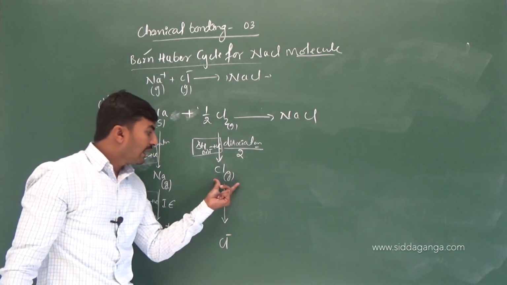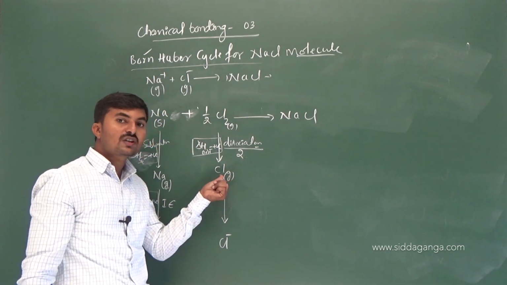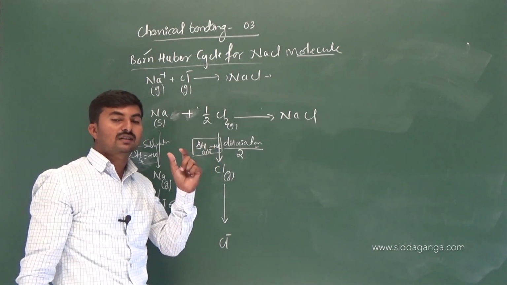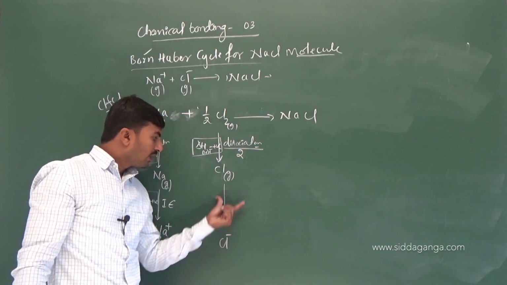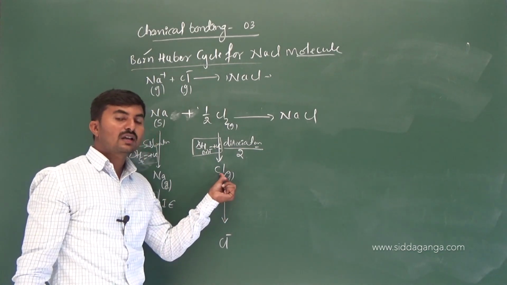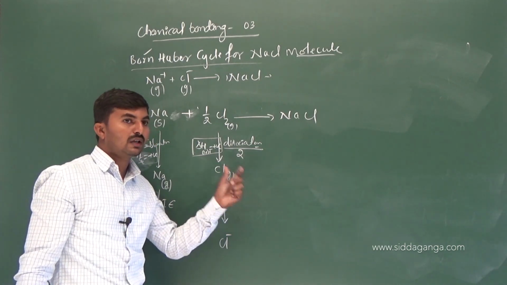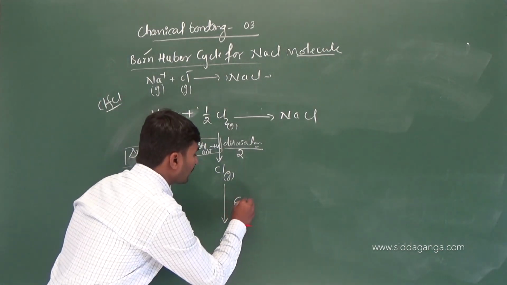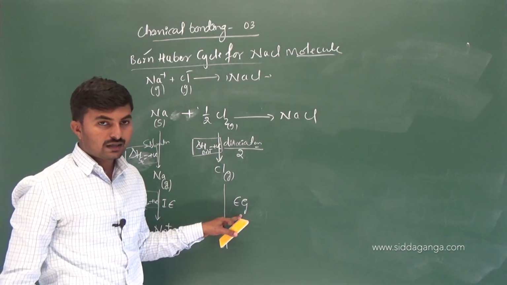And the enthalpy change when an electron is added into this gaseous atom is nothing but electron gain enthalpy. I repeat, the enthalpy change when one electron is added into the outermost shell of a gaseous atom, that enthalpy change is nothing but electron gain enthalpy. In short form, I write it like this: electron gain enthalpy.